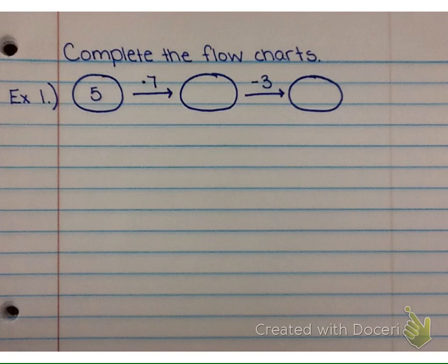The best way to practice is to do a few examples. So please copy down this flowchart and let's solve it together. The directions say to complete the flowcharts. Here, I can see the input has been provided for me. I'm going to complete the flowchart to find my output. The first value is given to me, 5. The first operation is times 7. 5 times 7 is 35. So I'm going to put 35 in the next oval. The next operation says minus 3. So I'm going to subtract 3 from 35.